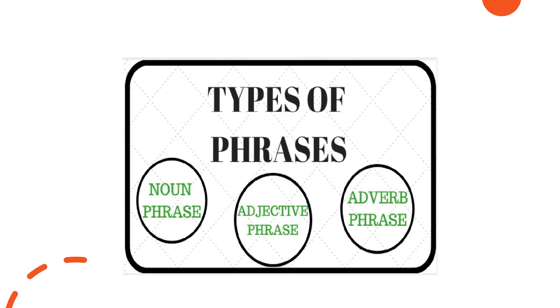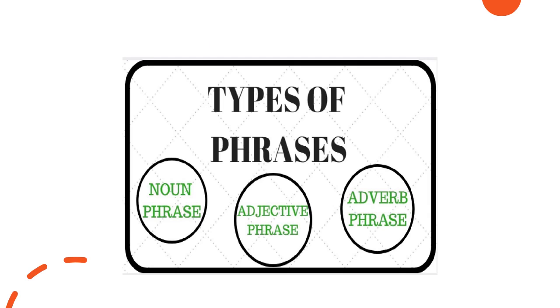Moving next, types of phrases. Now there are three types of phrases: noun phrase, adjective phrase, adverb phrase. So you people very well know what noun is. Noun is a name of person, place, animal or thing, right? And adjectives are the words which modify a noun, right? And adverbs are the words which give more meaning to a verb. So you people very well know what noun is, what adjective is, and what adverb are. So these three are the types of phrases. So phrases are also of three types: noun phrase, adjective phrase, and adverb phrase. So we will be learning about each of them individually in the next slide.